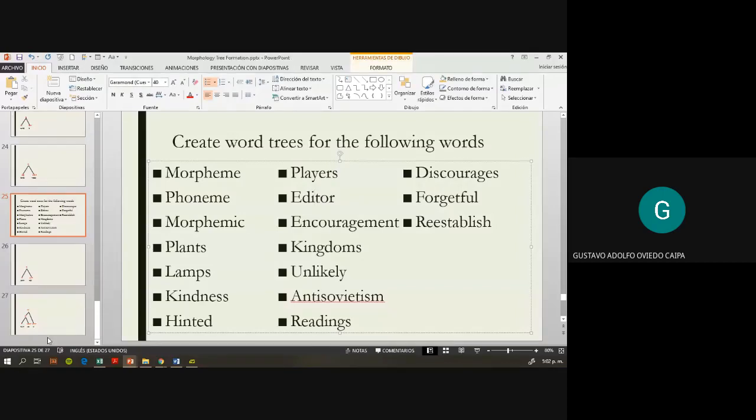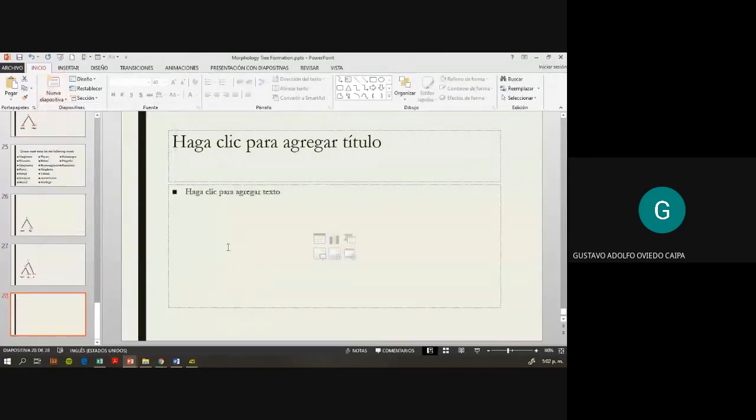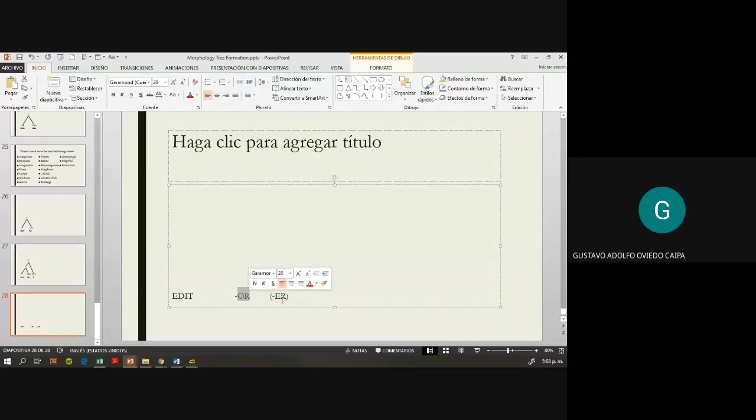All right, editor. As for editor, we begin with edit, and we continue with or. We can say that this or is more or less an allomorph of er, like in player, right? They more or less have the same function. So we can say that these two are more or less allomorphs of each other. Leave this very far away so it doesn't interfere, just for you to remember, just for you to notice.